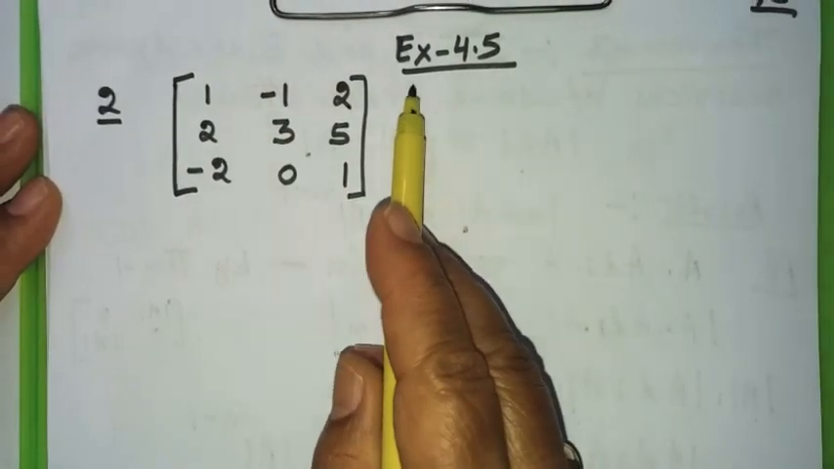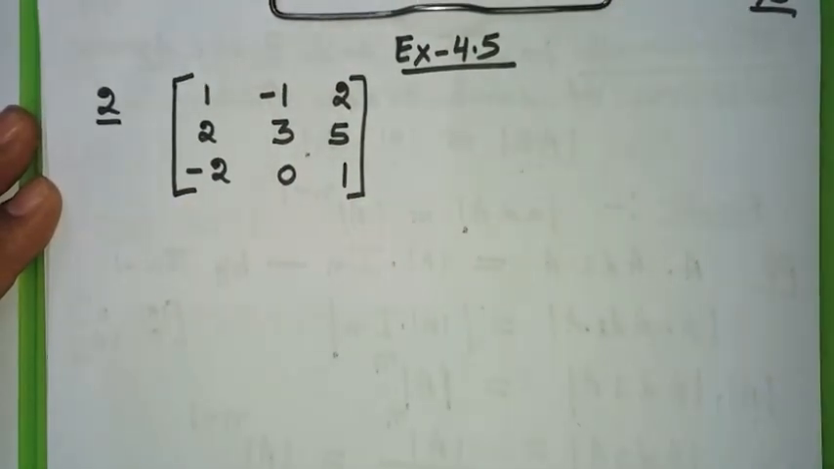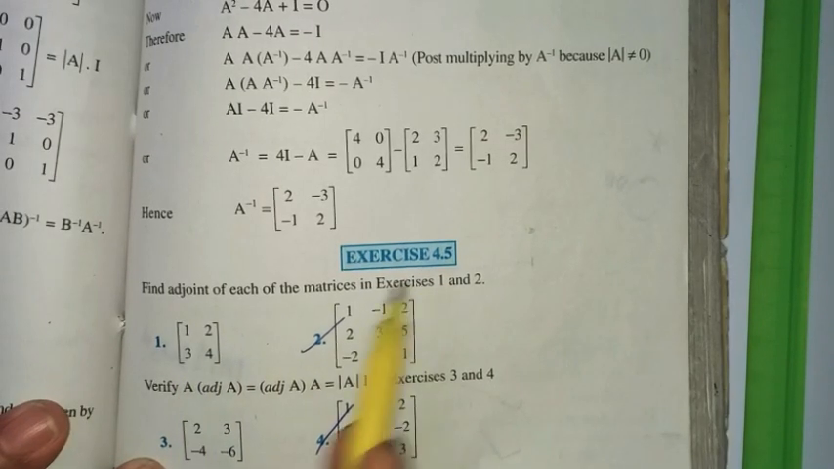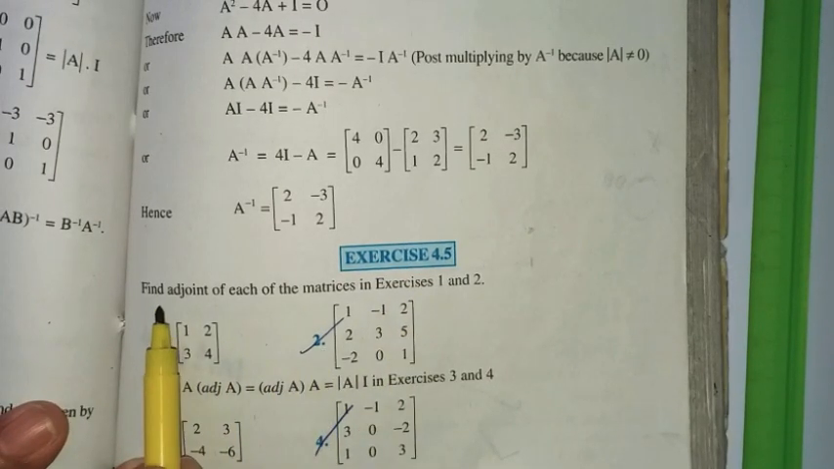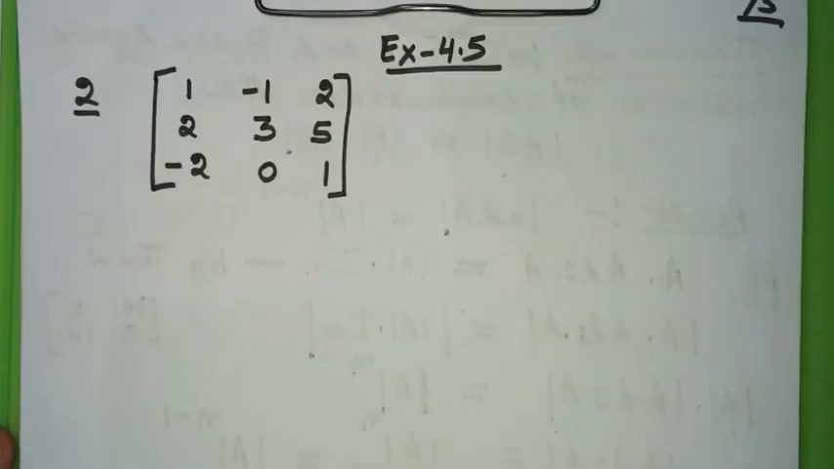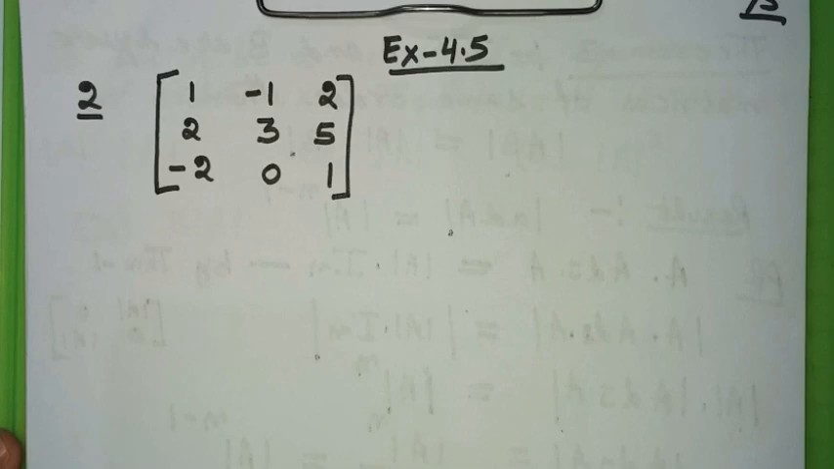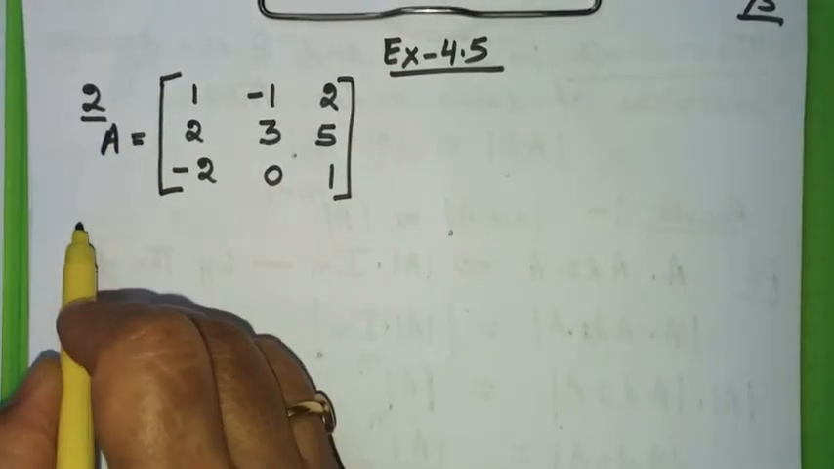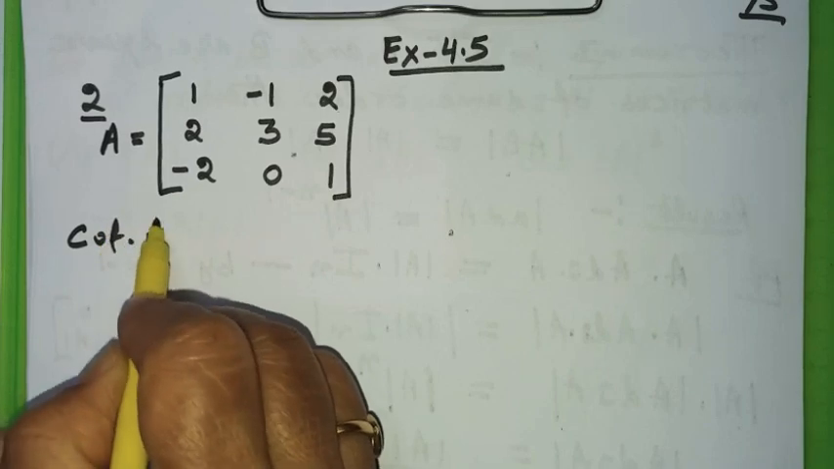Now we start exercise 4.5 and question number 2. Exercise 4.5 question 2 says: find the adjoint of the given matrices. So first I have to find its cofactor matrix. Let me call this matrix A. So I have to find the cofactor of the matrix A.